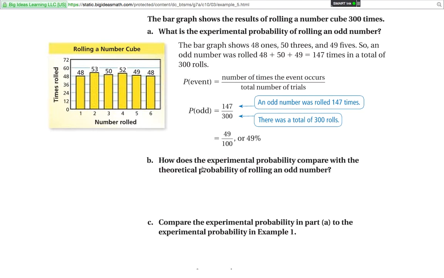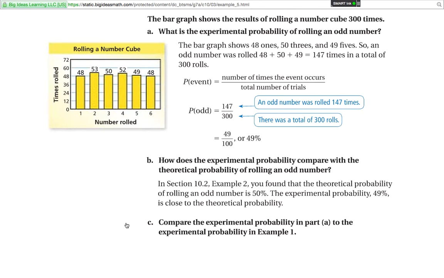Next one. How does the experimental probability compare with the theoretical? Well, what should have happened? How many odd numbers are there? There are 3 out of 6, which should mean we have a total of 150. We should have 150 odds and 150 evens. So how does that compare? In this case, we're a little bit low, right? We missed it by what? 1, 2, 3. We missed it by 3 rolls of the dice. So say you bet on evens, you did a little bit better than the guy who bet on odds that night.